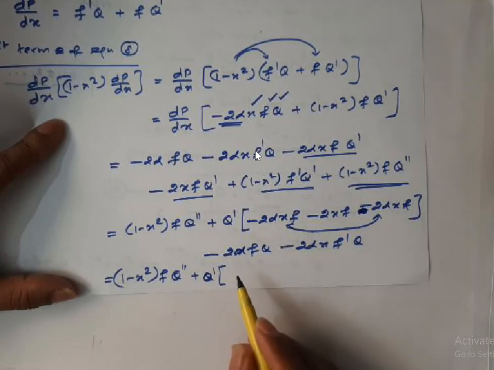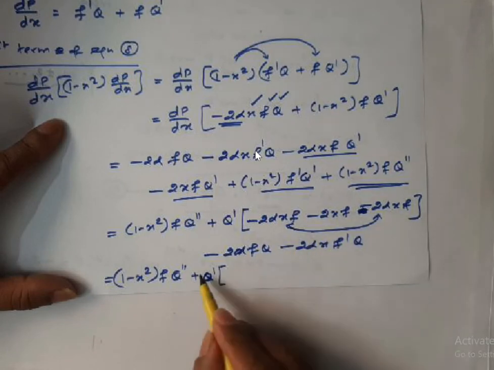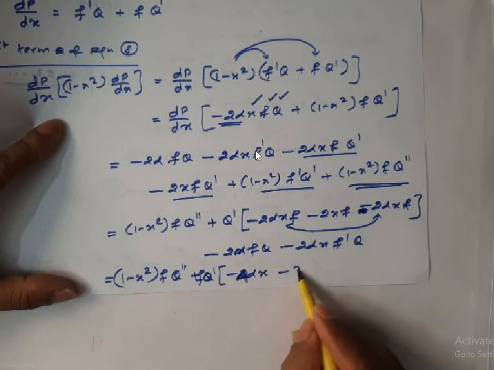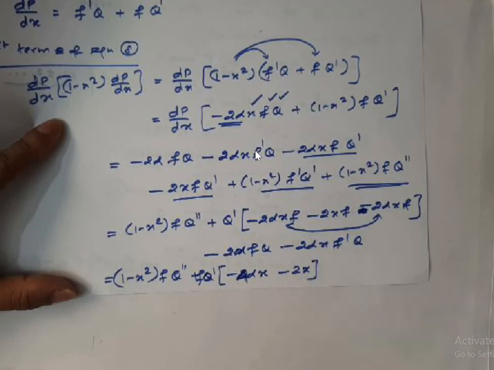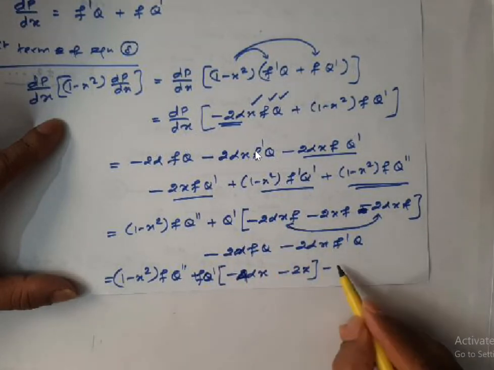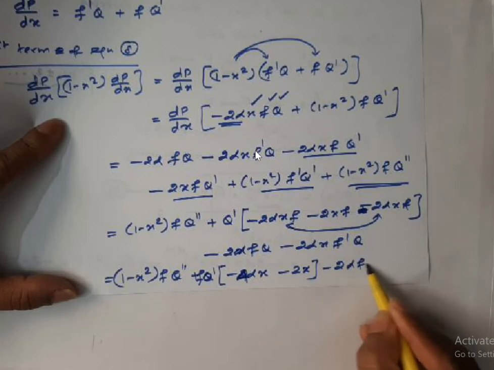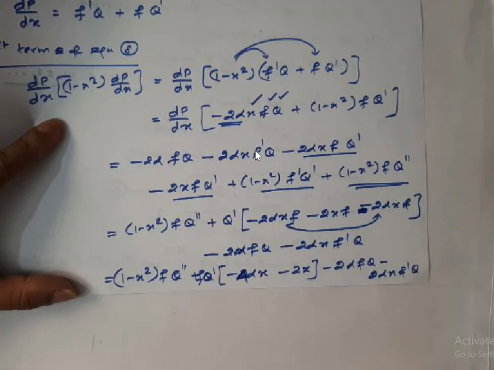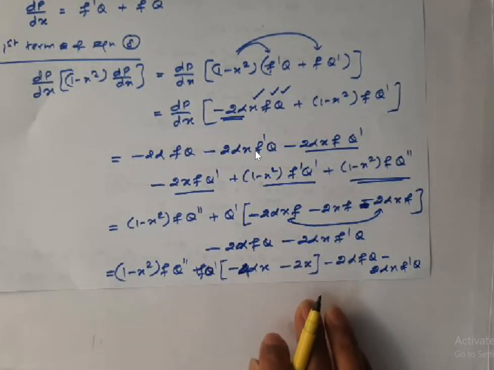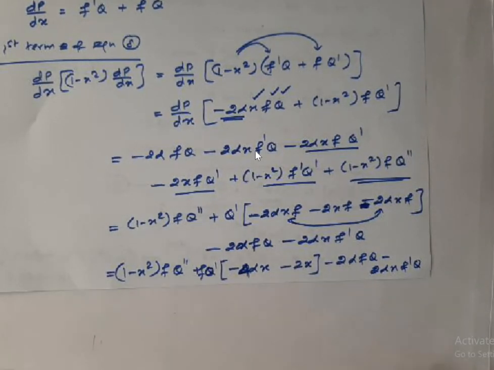If I add, I'll take f also as common. So I'll get minus 2 alpha x become minus 4 alpha x. I'm sorry, minus 4 alpha x minus 2x. Okay, I just added these two and I took f as common. Then here you keep these two terms as such. What is that? 2 alpha f q, then minus 2 alpha x f dash of q. Okay, right. So we have got an equation up to that. Now what next? So we have to simplify this further.